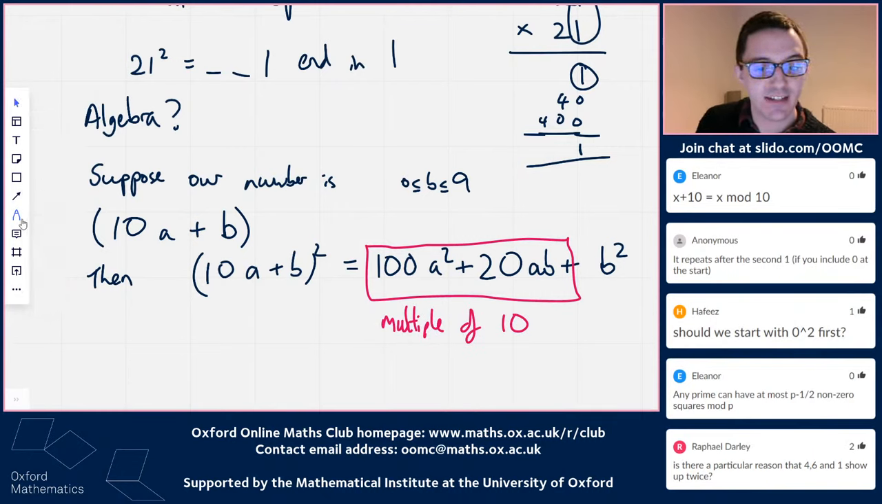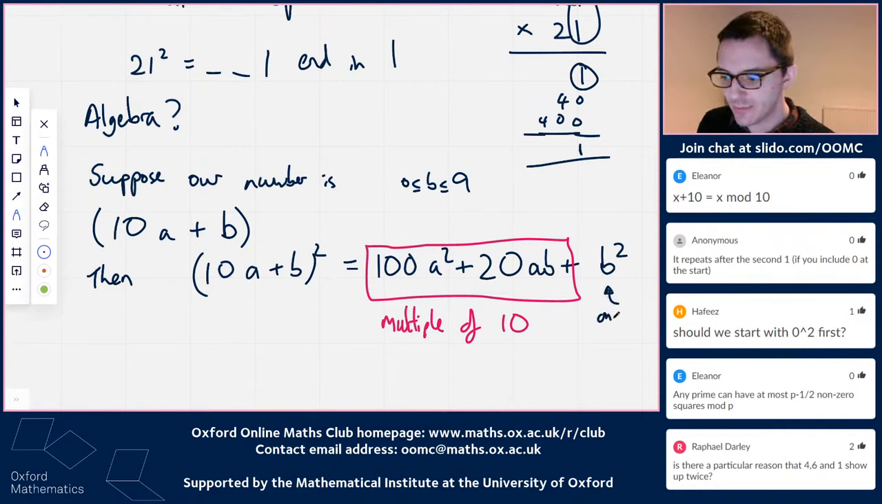So it doesn't affect the last digit. In fact, only this bit affects the last digit.